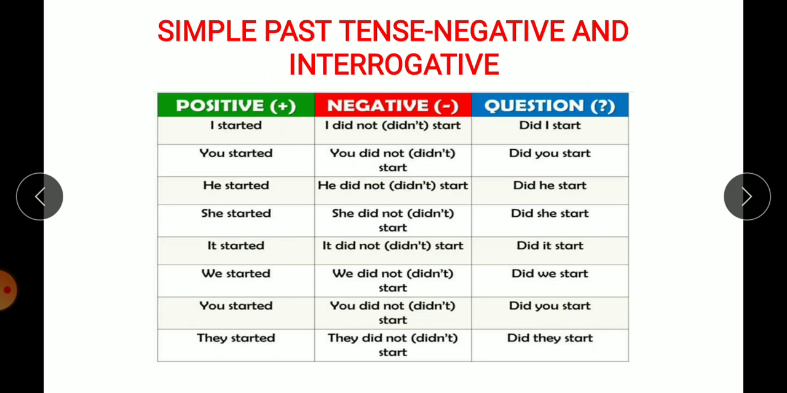लेकिन जब हम नेगेटिव सेंटेंस फ्रेम करते हैं तो हम डिड नॉट का यूज़ करते हैं, और जब भी हम सेंटेंस में डिड का यूज़ करते हैं वी यूज़ द फर्स्ट फॉर्म ऑफ द वर्ब, दैट इज स्टार्ट, राइट? सो आई स्टार्टेड, आई डिड नॉट स्टार्ट, एंड डिड आई स्टार्ट? यू स्टार्टेड, you did not start, did you start? He started, he did not start, did he start? And so on. Clear?